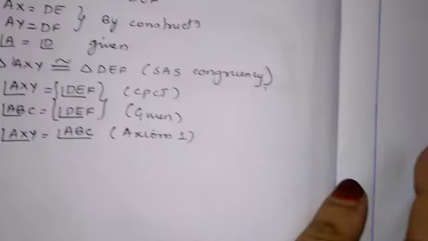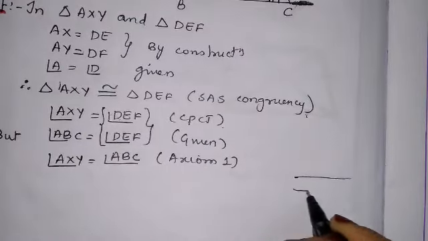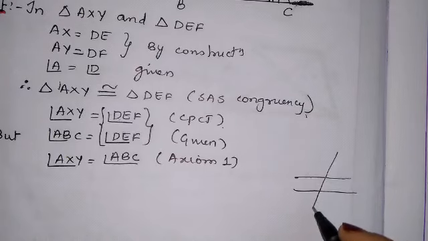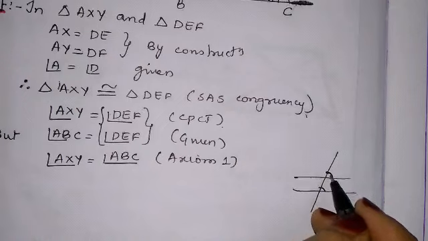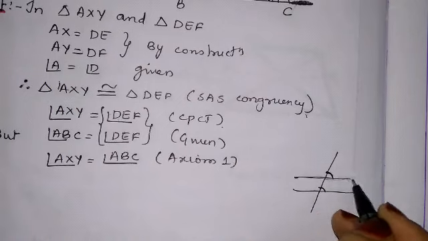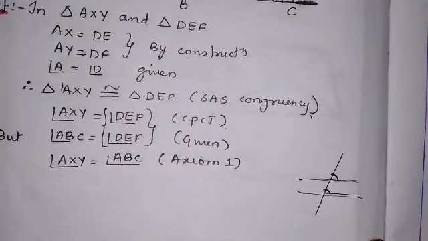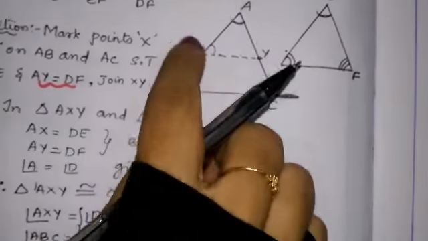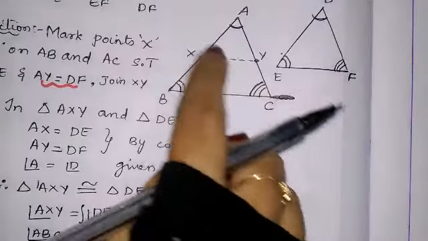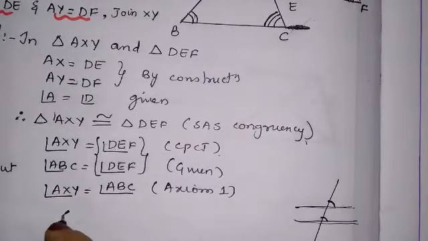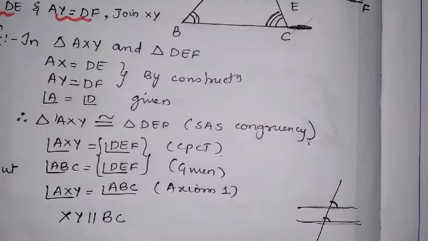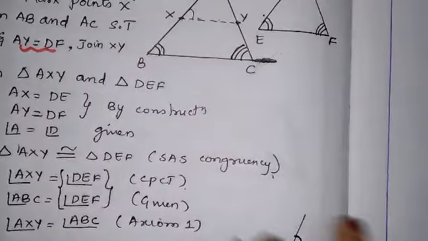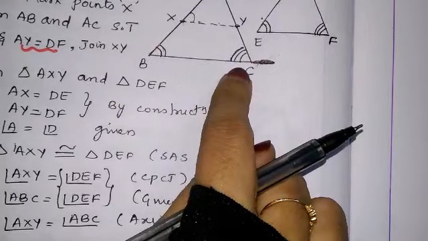Yes, roughly I'll just show you. We know that these two are parallel lines. If I draw a transversal, these are the corresponding angles. And corresponding angles are equal only when there are parallel lines. So here we got corresponding angles AXY and ABC. So there will be parallel lines, that is XY is parallel to BC. Now we got XY parallel to BC.